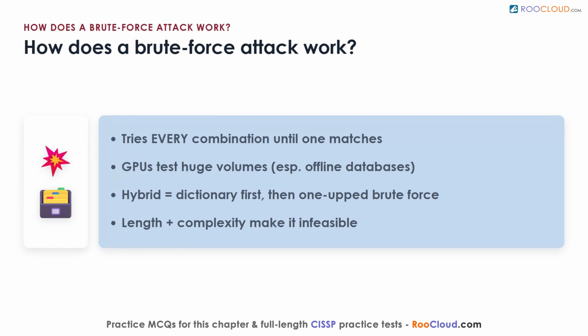No one types these by hand. Programs generate the guesses, and modern graphics processors can test enormous numbers per second, especially against a stolen database offline. A hybrid approach runs a dictionary first, then brute forces the one-upped variations. Here is the defender's lever. Length and complexity make the search space explode, so a long password using all 4 character types can push the cracking time from hours to something wildly infeasible. Every extra character buys you exponential protection.